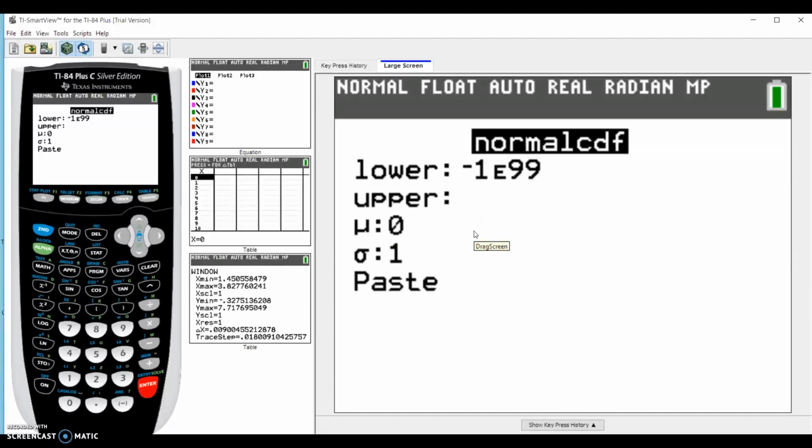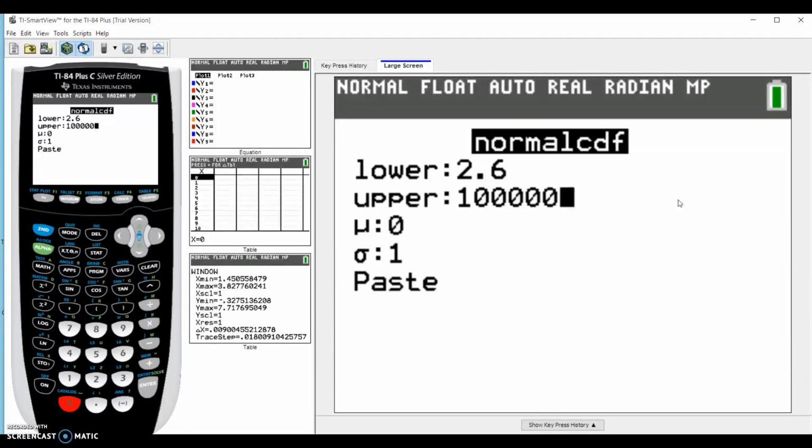If you've turned everything into a z-score, then you can leave your mean and standard deviation as 0 and 1, because that's the standard normal curve. If you, for instance, had done a hypothesis test and found that your test statistic was 2.6, and you wanted the probability that your test statistic was greater than 2.6, then your lower bound is going to be 2.6 and your upper bound is going to be some big number, just to call it 1,000, and then go to paste.